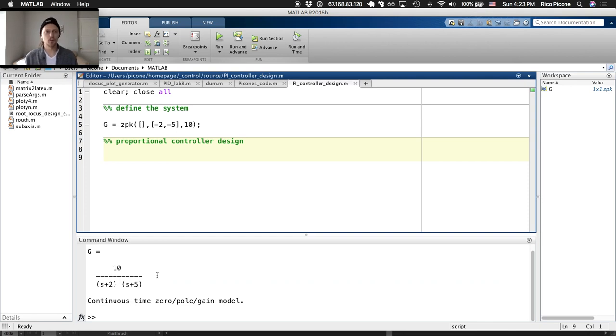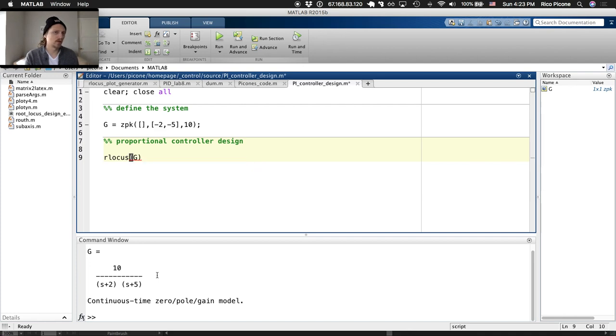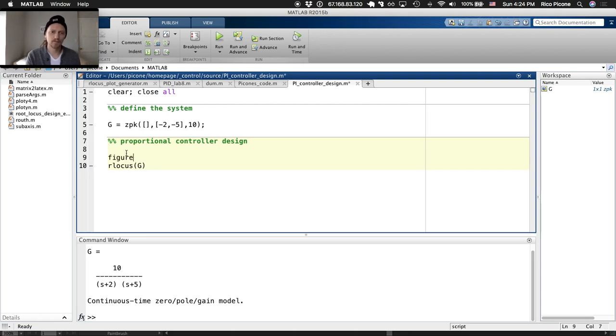So we'll have maybe one or two options in terms of what our gain will be in order to satisfy this. So let's look at what the root locus looks like first. Just like a naive root locus, we don't know what gains we're interested in yet, so we'll just give it G with no specific gains, and we'll just see what it looks like. Also open a figure.